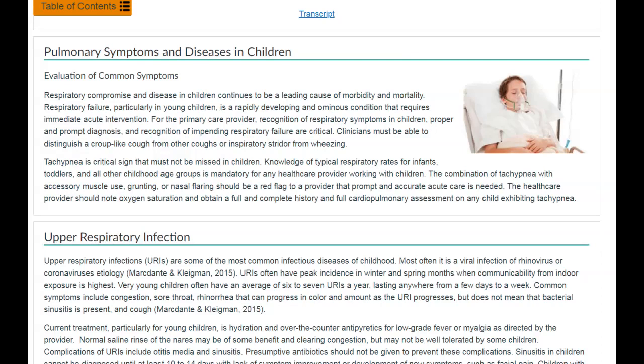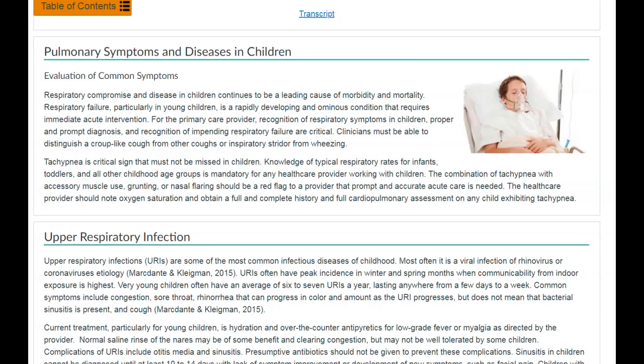Knowledge of typical respiratory rates for infants, toddlers, and other school-aged groups is mandatory for any healthcare provider working with children. The combination of tachypnea with accessory muscle use, grunting, or nasal flaring should be a red flag to a provider that prompt and accurate acute care is needed.